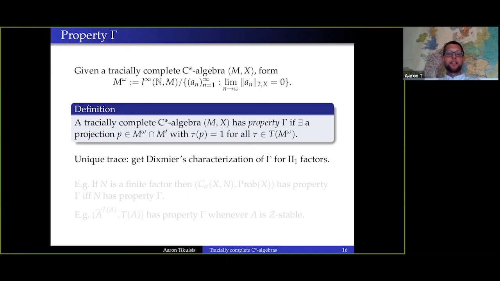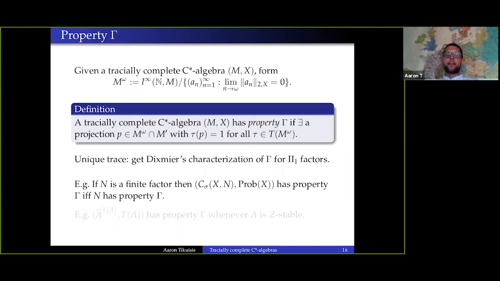Okay, so in the unique trace case, this M is just a II_1 factor and X is the unique trace on it. In that case, we get Dixmier's characterization of property gamma for II_1 factors. As another example, if we have a finite factor N and we take this trivial W-star bundle construction, this is going to have property gamma exactly when the factor we started with, N, has property gamma as a von Neumann algebra.